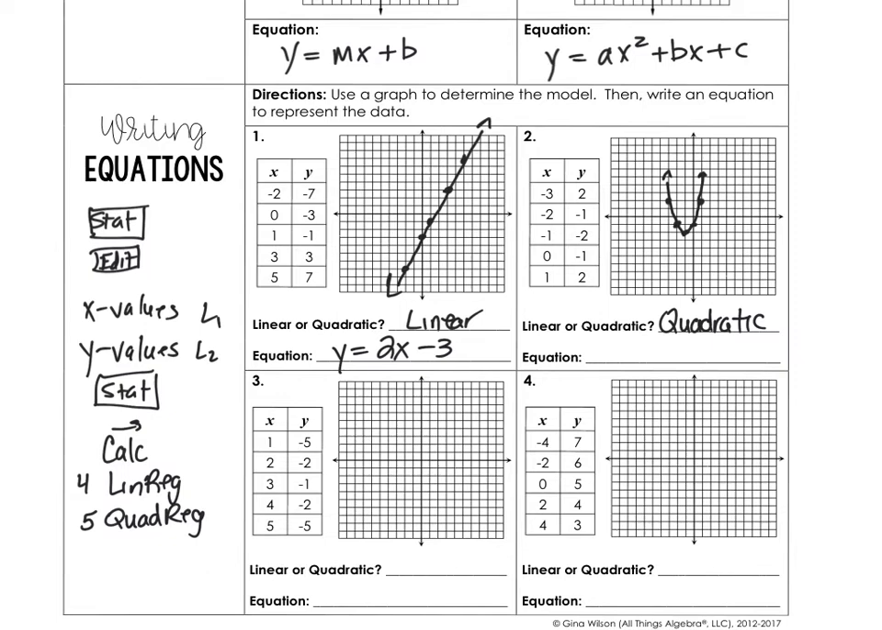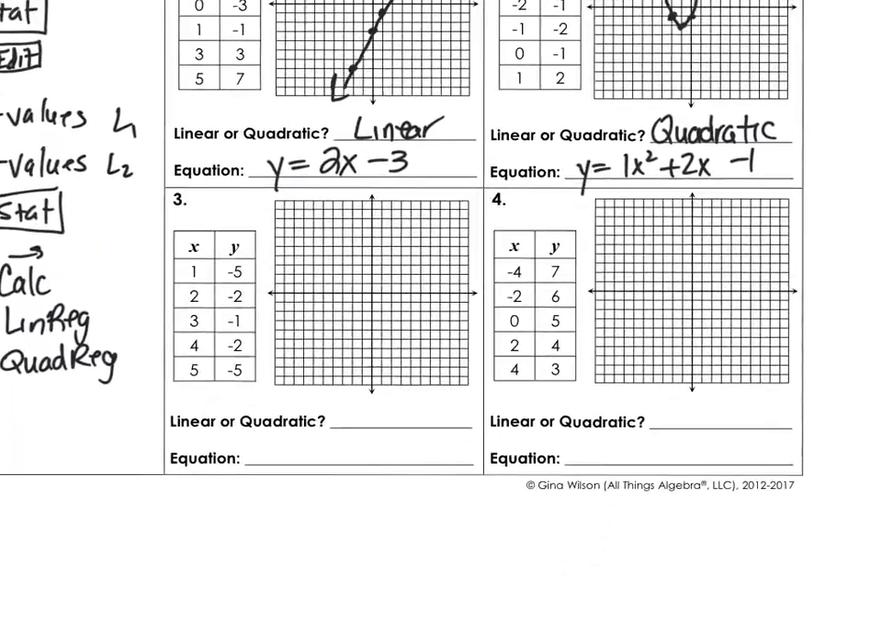Okay, so go ahead and put those points in your calculator. Go back to stat, go over 1 to calculate, and then choose number 5. You should get y equals a is 1, so 1x squared, and you don't have to put the 1, you can just put x squared, plus 2x minus 1. All right, number 3.